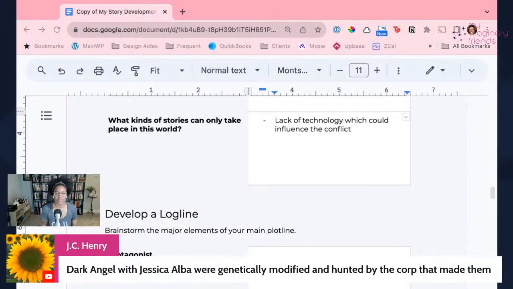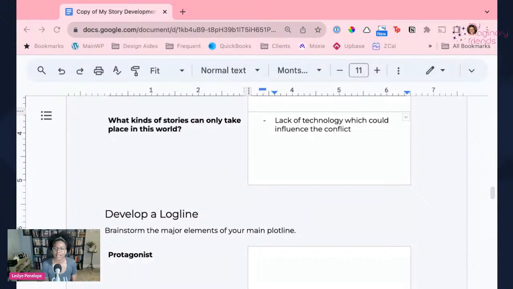And J.C. Henry brings us back to Dark Angel. Yes, they were genetically modified. They were hunted. Oh, because they escaped, right? They were hunted by the corporation that made them. That could be a cool thing. Have my warriors escaped, and is there some other conflict going on?